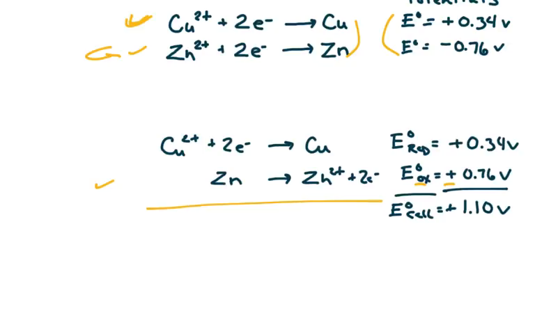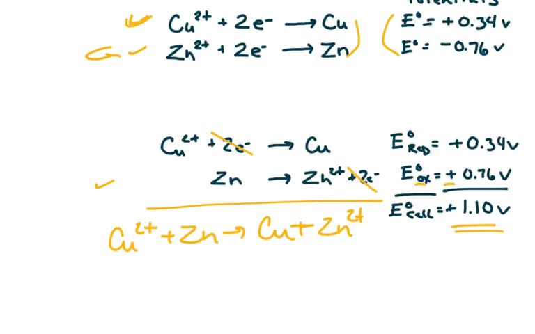And when I put this together, we can see that the 2 electrons cancel out. So our overall reaction is going to be copper 2 plus ions plus zinc metal turning into copper metal plus zinc 2 plus ions. And we can add the reduction potential and the oxidation potential to get the voltage of the cell.